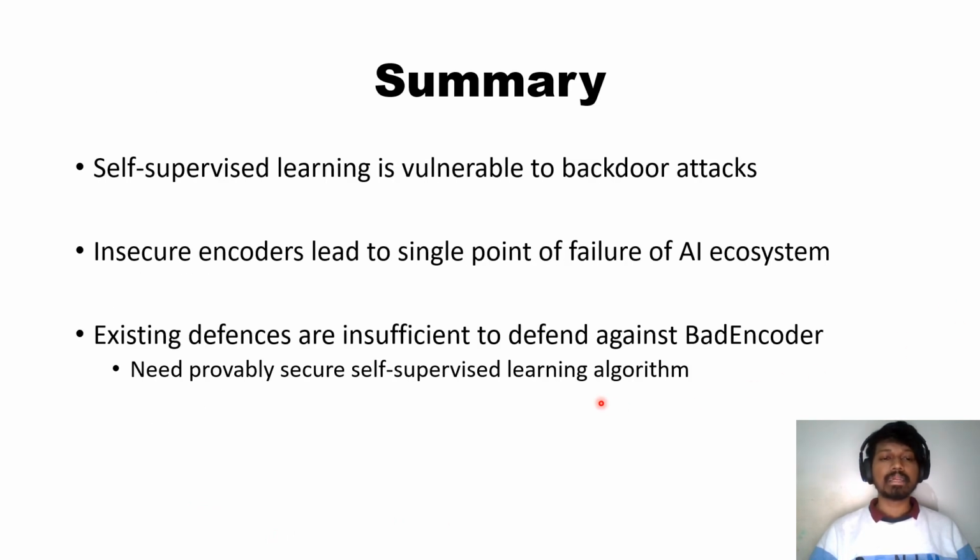To summarize it all, self-supervised learning is vulnerable to backdoor attacks, as we saw, and insecure encoders lead to a single point of failure in the AI ecosystem. In this project we try to show that the existing defenses are insufficient to defend against BadEncoder, and we need a provably secure self-supervised learning algorithm to actually make self-supervised learning secure.